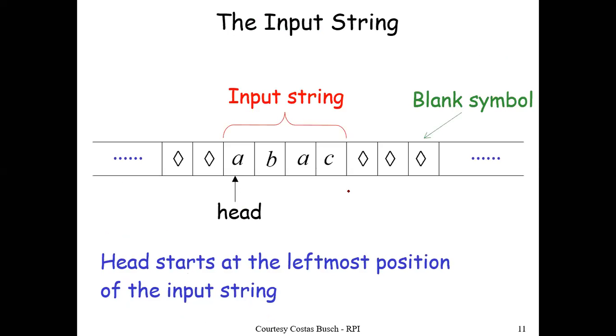Input string and blank symbol. Here you can see there are such symbols. We are representing a special symbol which is called the blank symbol. It's a diamond symbol. In some books you will find this type of symbol which shows the blank. You can use the diamond or this symbol to represent blank. Here you can see the input string A, B, A, C. But what is on the left and right of A, B, A, C? There are blanks. All these are called blank symbols.